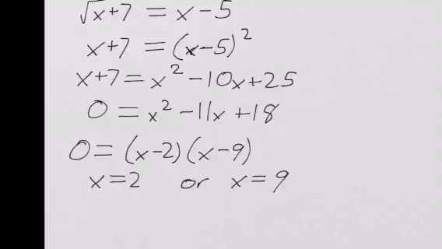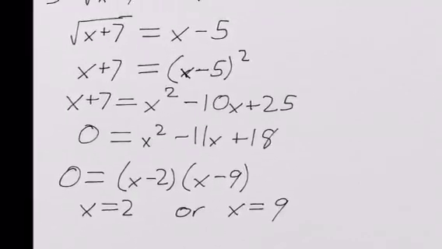Now, the problem we run into is when we square something, we could have the possibility of one side's negative and the other side's positive, and when we square them, we end up getting the same thing. So this is another case where we have to check our work.